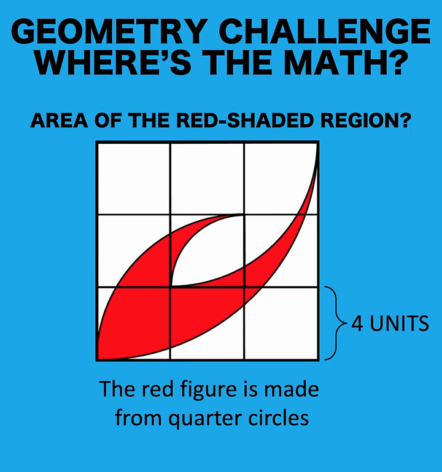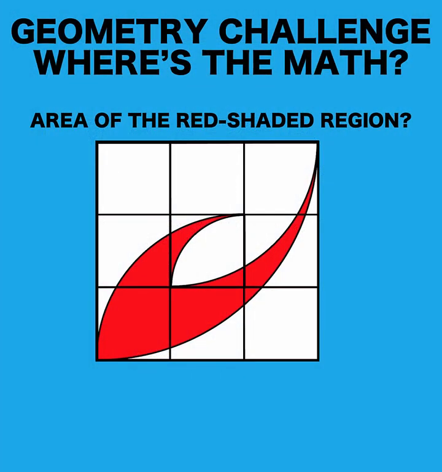Hey everyone, where's the math in this problem? Let's say we are given this geometric figure. The height of this small square here at the corner is 4 units.